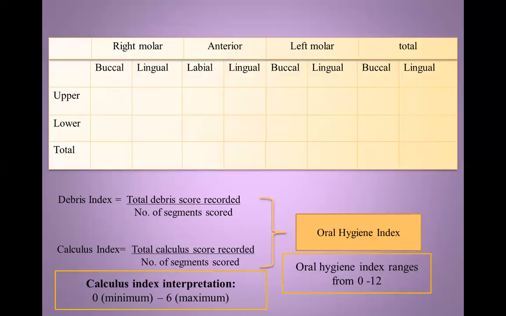This is the representation of the chart and the calculation. The debris index is equal to total debris scores recorded upon the number of segments recorded. And the calculus index is equal to total calculus scores recorded upon the number of segments recorded.